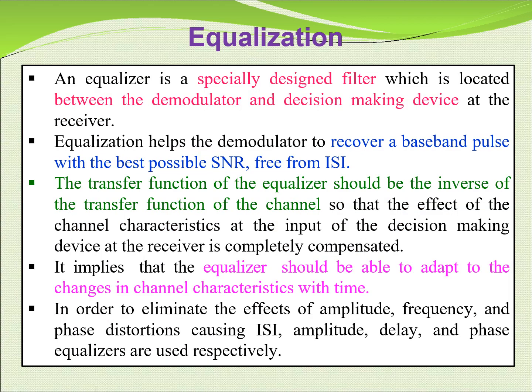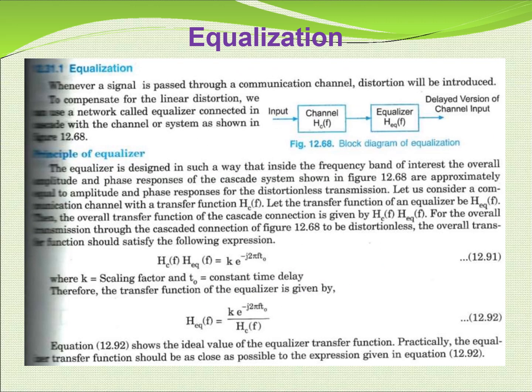Next, we have equalization. An equalizer is a specially designed filter which is located between the demodulator and the decision making device at the receiver. The equalizer should be able to adapt to the changes in channel characteristics with time. In order to eliminate the effects of amplitude, frequency, and phase distortion causing ISI, amplitude, delay and phase equalizers are used respectively. So this is a general block diagram of equalization, where at the input we have taken the channel Hc(f) and the equalizer Heq(f), and at the output we are getting the channel output here.